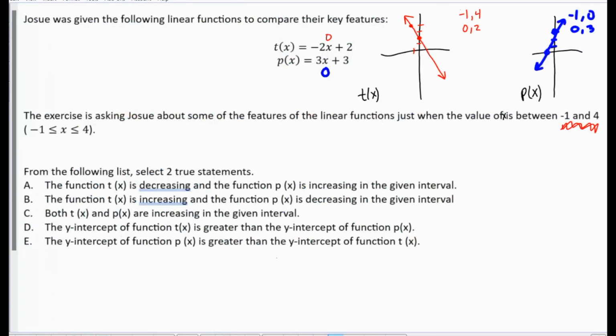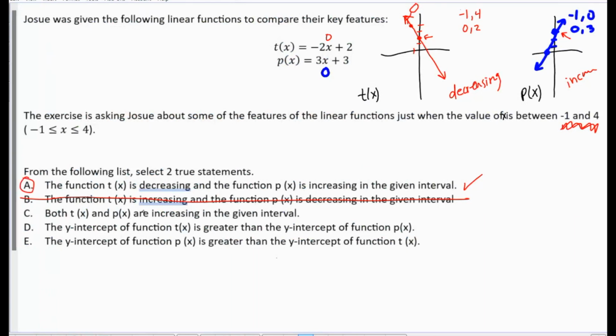Okay, if I'm reading my graphs from left to right, I know this graph is decreasing and has a y-intercept of 2. This graph is increasing and it has a y-intercept of 3. So it says function t of x is decreasing and function p of x is increasing. Well, we know that's true. Function t of x is increasing? No, because if we put our little person on the mountain, he's going down the mountain. So I know it's not going to be b. I know it's going to be a.